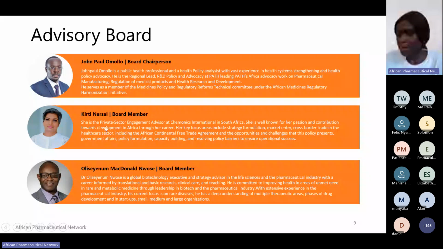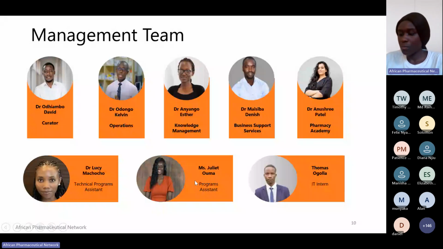In the management team, we are the able hands of Dr. David Odhiambo, who is our curator. Our head of operations is Dr. Kelvin Odongo. Our head of knowledge management is Dr. Esther Anyango. Head of business support services is Dr. Maisiba Denish. And the head of the Pharmacy Academy is Dr. Anushri Patel. In the day-to-day running of the organization, we have the secretariat team composed of myself, Ms. Juliet Ouma, and Thomas Ogola.